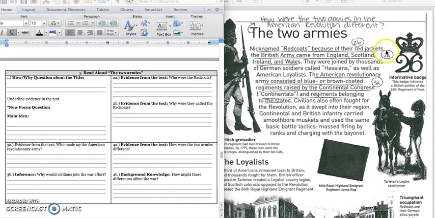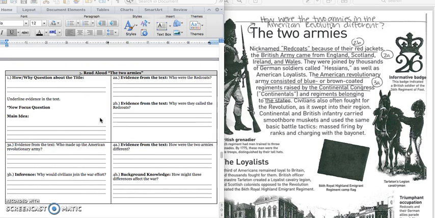All right, so if we have information underlined about both armies, we know that the British Army were called redcoats because they wore red and they came from Europe. And the American Revolutionary Army, they were called Continentals. They wore blue and brown and they came from North America. And so for our main idea, we would write down the two armies in the American Revolution were the redcoats, who were the British Army, and the American Revolutionary Army, which was made up of Continentals. Press pause to write down your answer and play when you're ready for box 2.